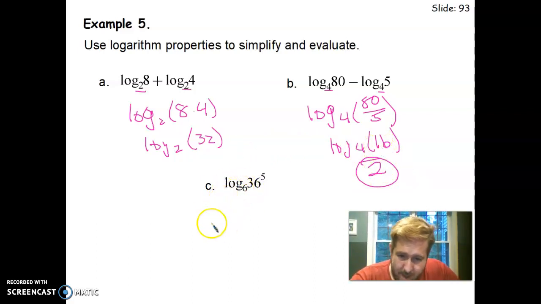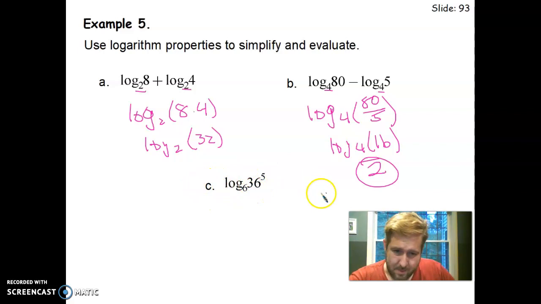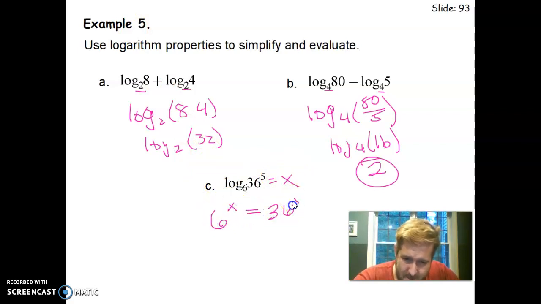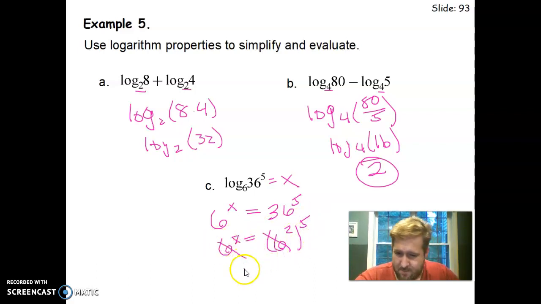For this one, we have log base 6 of 36 to the 5th power. 5 could be put out to the front, but I'm not going to get into that. I know there's a couple ways you could do this. I'm going to set it equal to x, and I'm going to say 6 to the x power equals 36 to the 5th. And then I'm going to change this to base 6, sorry. And then we have the same bases. So the bases cancel, and you're left with x equals 2 times 5, which is 10. So the answer's 10.